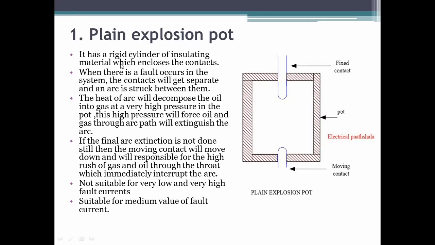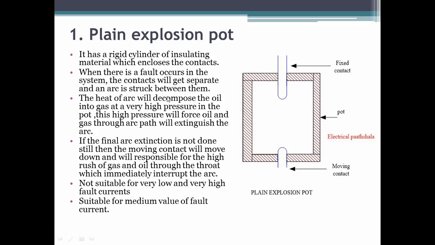It has a rigid cylinder of insulating material which encloses the contacts, and when a fault occurs in the system, the contacts will separate and an arc will be struck between them. Always remember the circuit breaker contacts are normally closed, and when the fault occurs, these two contacts will get separated, and the arc will be produced between them.